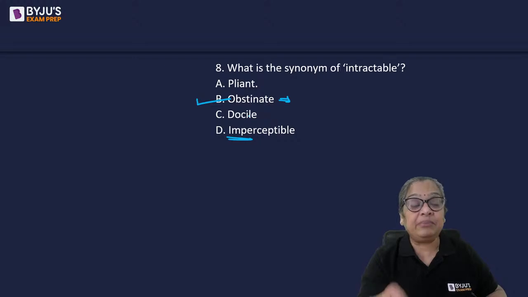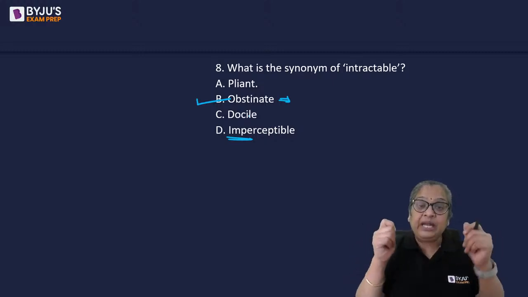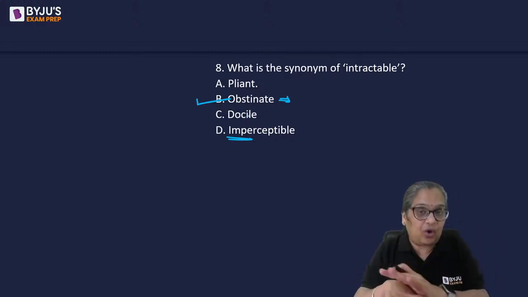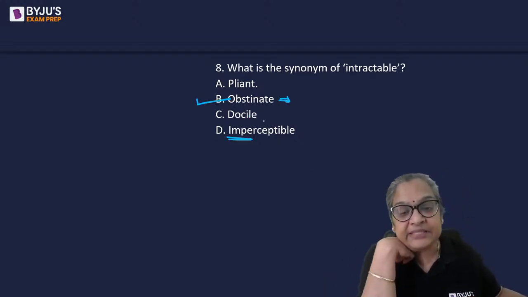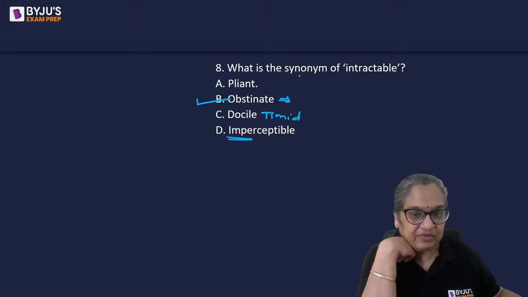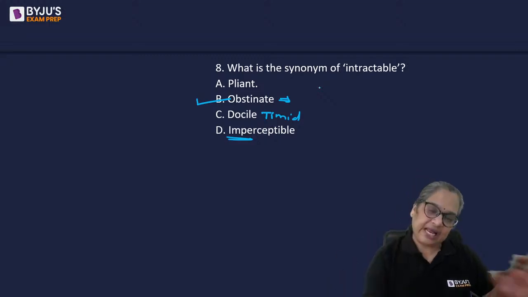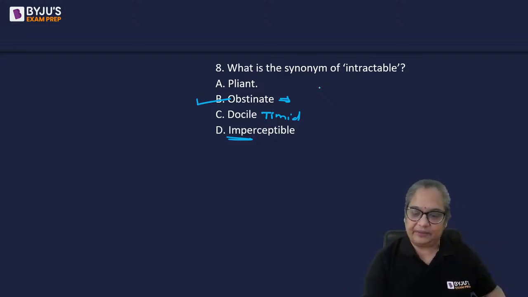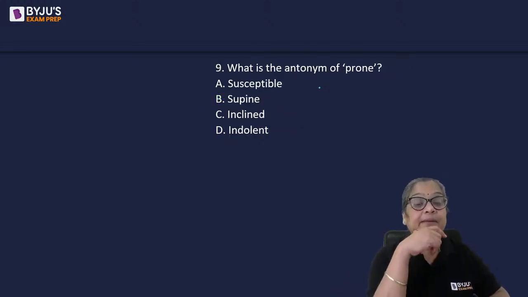But intractable means not easily solved or resolved. Tractable means something that can be drawn out. So intractable means something that cannot be solved. All right. So obstinate. Docile means timid. Okay. Agree to everything. Pliant means yielding, obedient. Docile means somebody who's quiet and obedient only. Timid, actually.